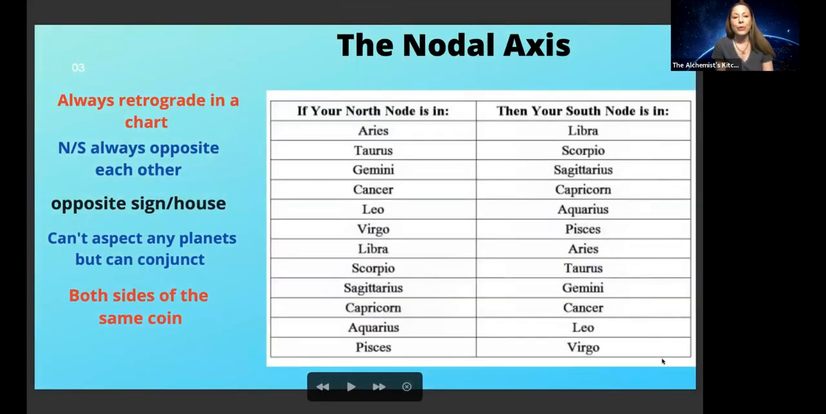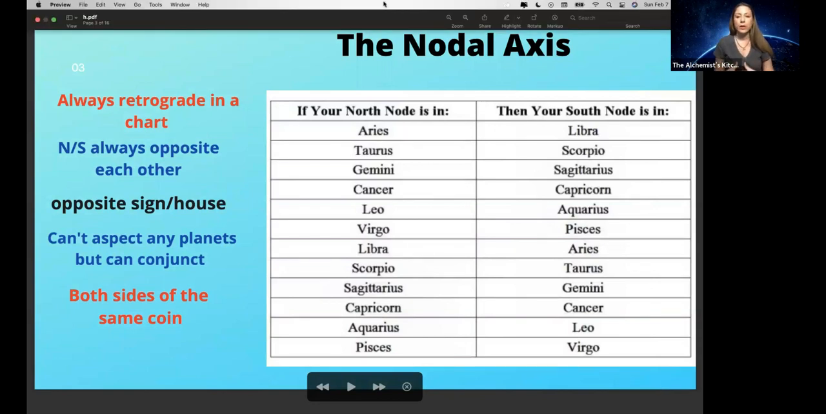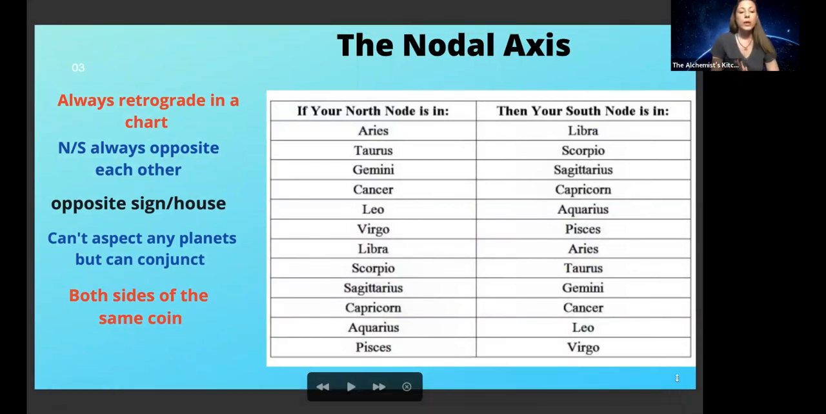Okay, so the nodal axis, here's some stuff for you to understand. Like I said before, in your natal chart and in general, the motion is always retrograde for your North Node and South Node. The North Node and South Node are connected to the moon. So it's very important to see where your moon placement is as well, and see how they interact with the nodes. The North Node and the South Node are always opposite of each other. So they are both sides of the same coin.